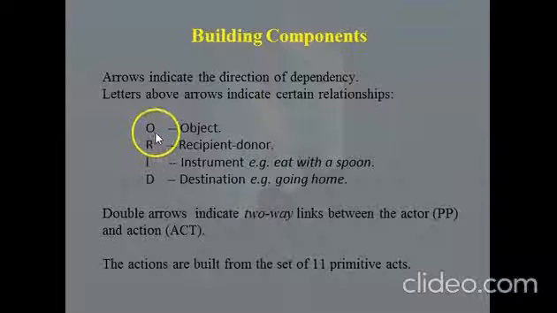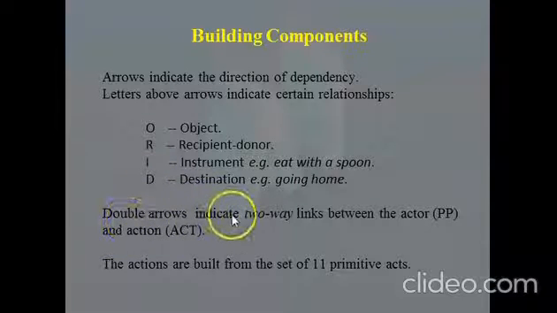If we write O above the arrow, it means object. R means it is a recipient or donor, sender or receiver. If it is I, we can say it is an instrument, as in the case of eating ice cream with a spoon, then the spoon is an instrument there. It is an instrument. So there we write I. Then D for destination. Suppose we are going home, then home can be our destination. D.